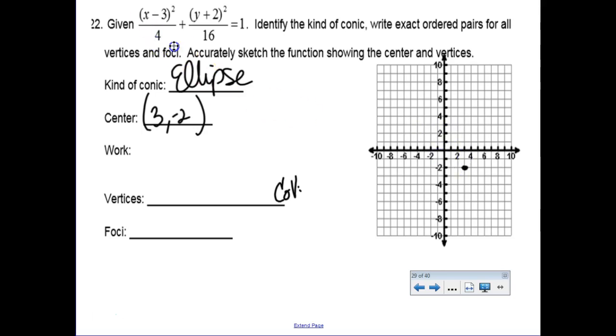And then the value for a, which technically is the larger one for an ellipse like this, is going to be a vertical ellipse. So the value for a is, let's see, 4. And then the value for b is 2. So in the vertical direction, you're going to go up 1, 2, 3, 4 units, and down 1, 2, 3, 4 units. And then in the horizontal direction, you're going to go right and left 2 units.